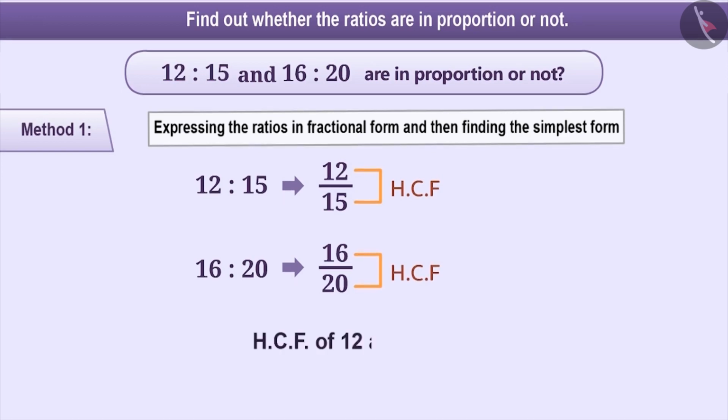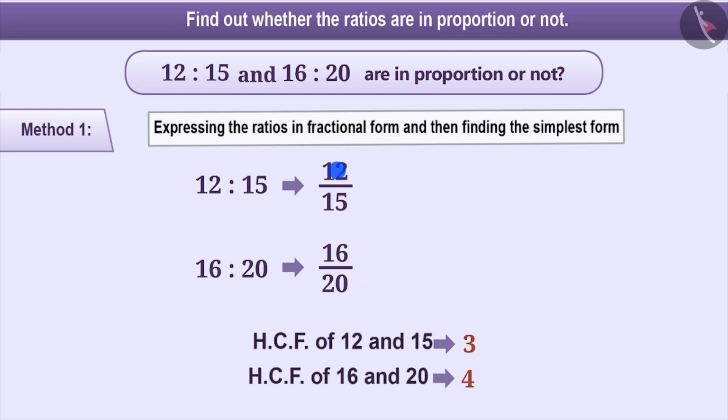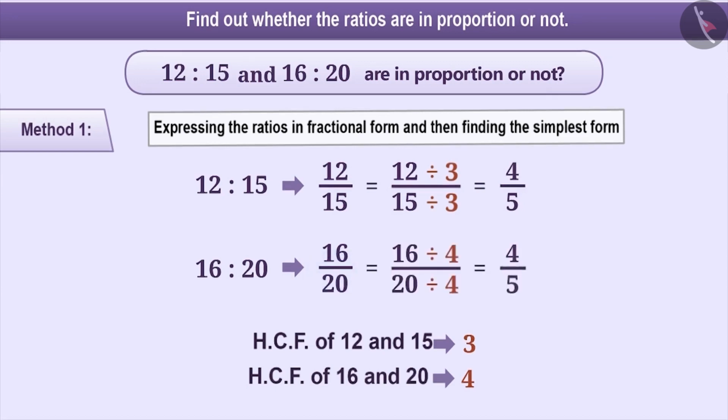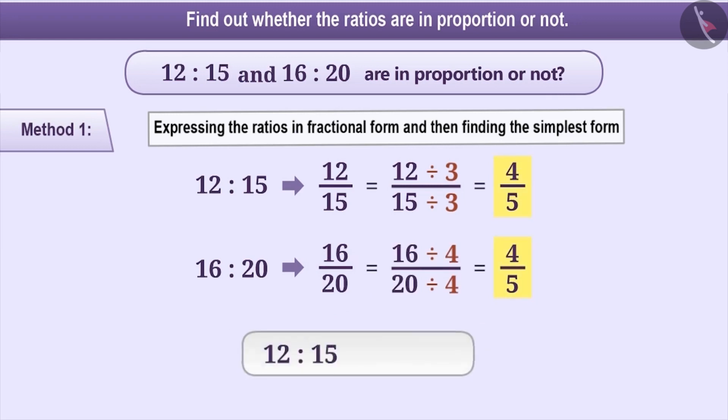Here, the HCF of 12 and 15 is 3 and the HCF of 16 and 20 is 4. We will divide the numerator and denominator of each fraction with the respective HCF. Dividing the numerator and denominator of 12 by 15 by 3, we get the simplest form of this fraction, that is 4 by 5. Similarly, dividing the numerator and denominator of 16 by 20 by 4, we get 4 by 5. Since the simplest forms of both fractions are equal, we can say that 12 is to 15 is equal to 16 is to 20. That means these two ratios are in proportion.